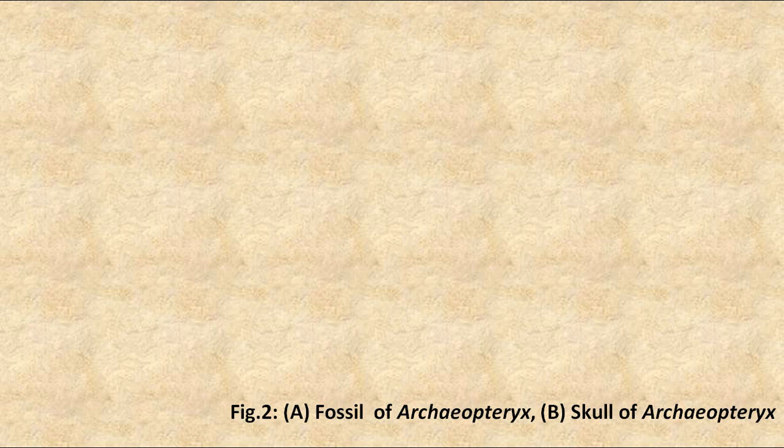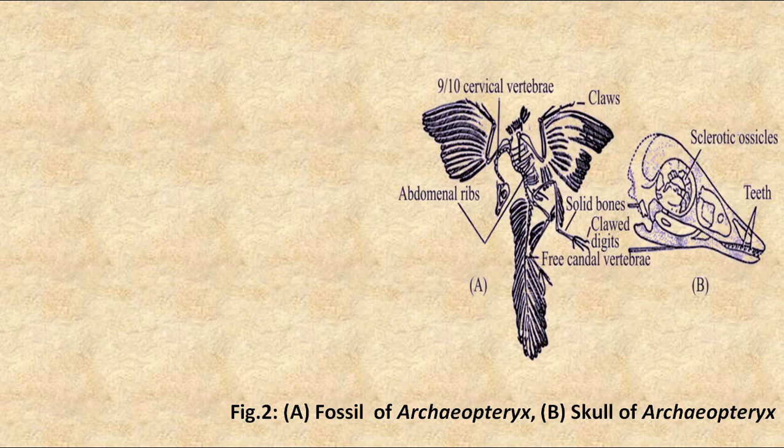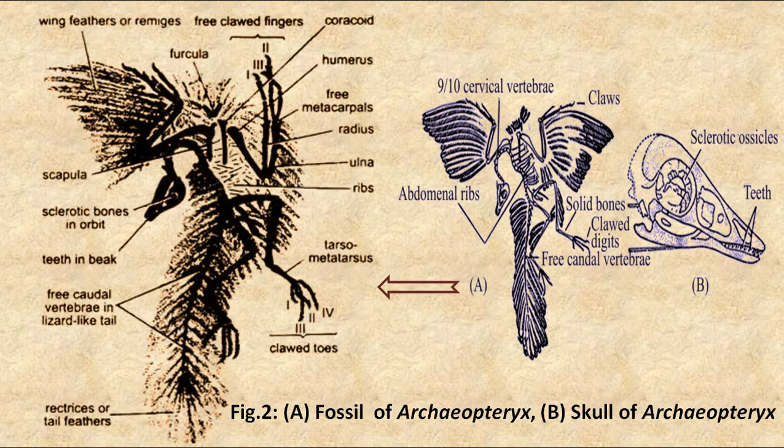Now these are a few figures showing the fossils of Archaeopteryx, and figure B showing the skull of Archaeopteryx. Now this is the figure of Archaeopteryx showing both the avian and reptilian characteristics. The reptilian characteristics are the three digits of forearm are clawed, having free metacarpals, abdominal ribs, and the lizard-like tail having pre-caudal vertebrae, presence of teeth in beak, and sclerotic bones in orbit.